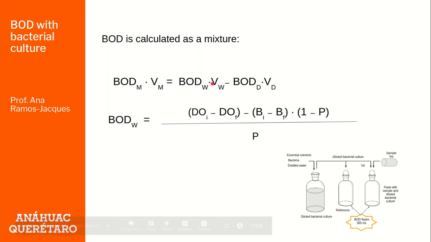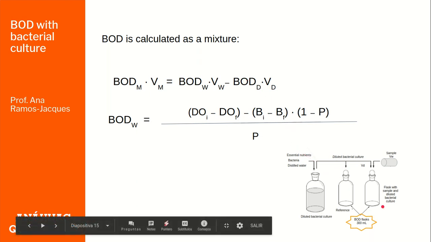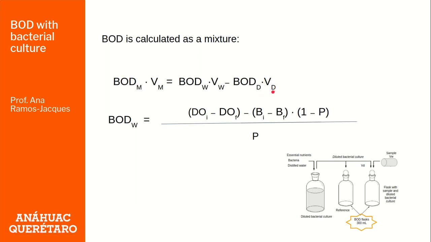W is because it's referring to wastewater, minus the BOD of the diluted bacterial culture. That's because we are using D, multiplied by the volume of D.